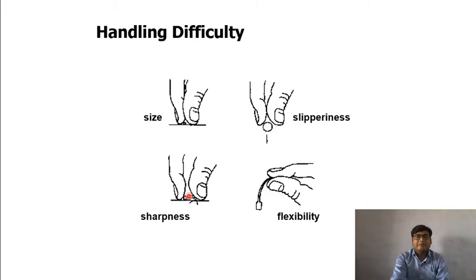If it is sharp at the edges, the worker might get injured, and it will reduce the speed and increase the assembly time. If it is slippery, then also it will increase the time. And if it is flexible, then the worker needs to work with both hands, because he needs to orient the part in a different way. So it will also increase the time of assembly. We try to avoid all these problems.